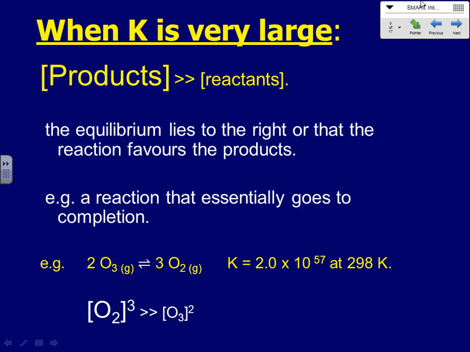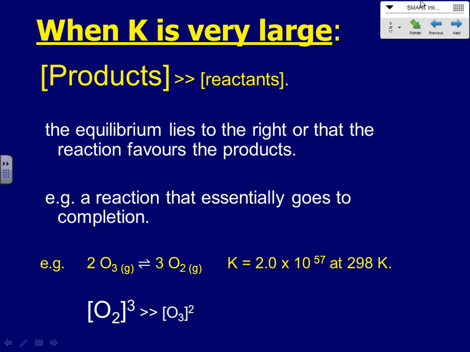Again, way too much information sometimes, but there is some good information on here other than just saying a lot. If K is large, then we have a lot of product and not very much reactant. Another way of saying this is that the equilibrium lies to the right. So when I say K is big, I'll say the equilibrium is way to the right. It means that we're getting a lot of product.